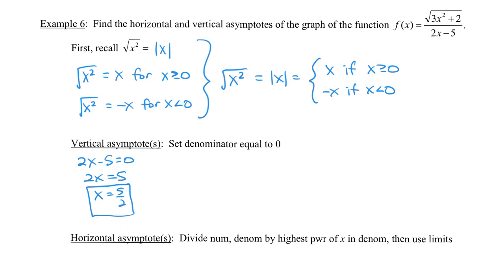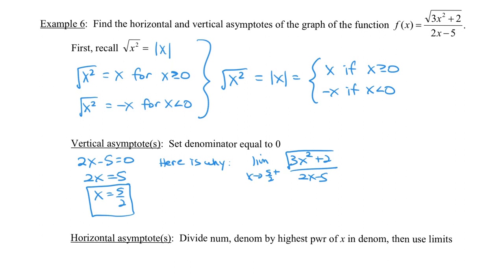Now in calculus, you can show why this is true. So here's the why part. Now I typically don't ask you to do this next part, but if you were ever asked, here is why. And this is calculus. So if we take the limit as x approaches 5/2 from the right of our function, the square root of 3x squared plus 2 over 2x minus 5.